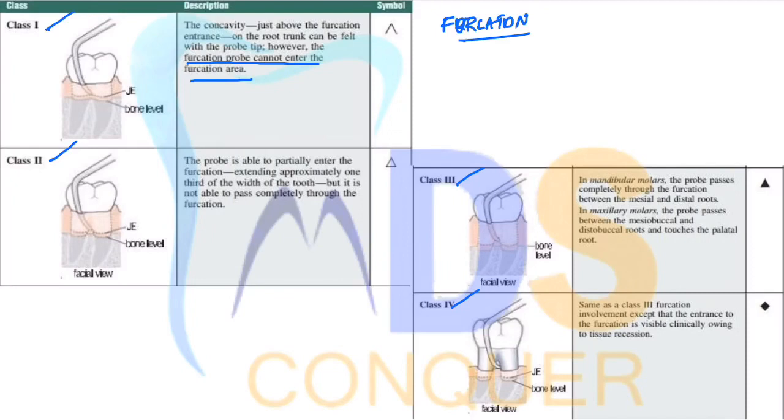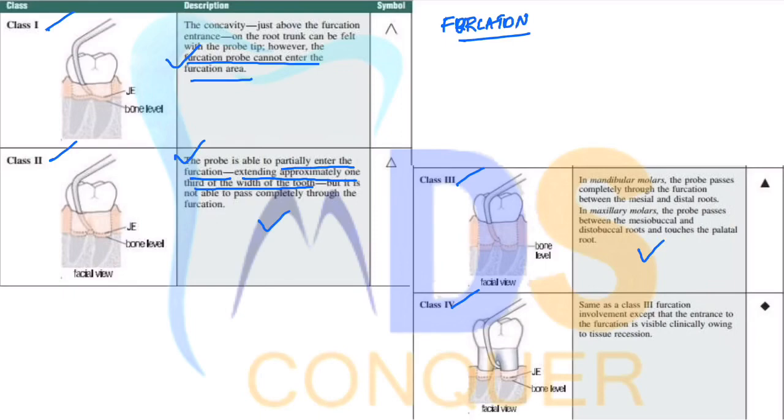And in class 2, the probe is able to partially enter the furcation and it extends approximately 1/3 of the width of the tooth, but it is not able to pass completely through the furcation. That is called class 2. First, it doesn't enter. Second, it enters partially. The next one is the third one, the furcation, where it's not entering partially, it's going to enter.